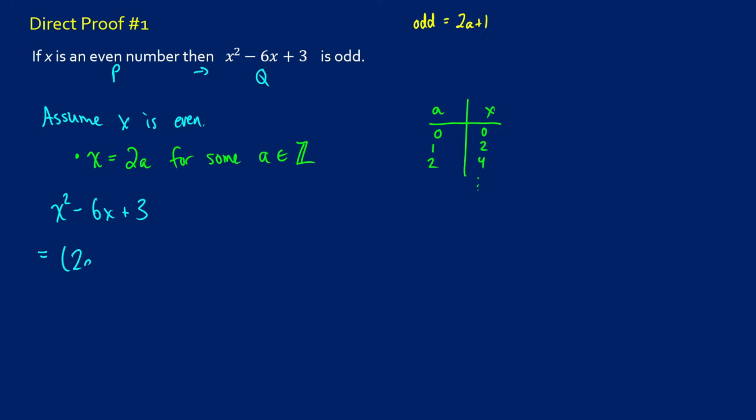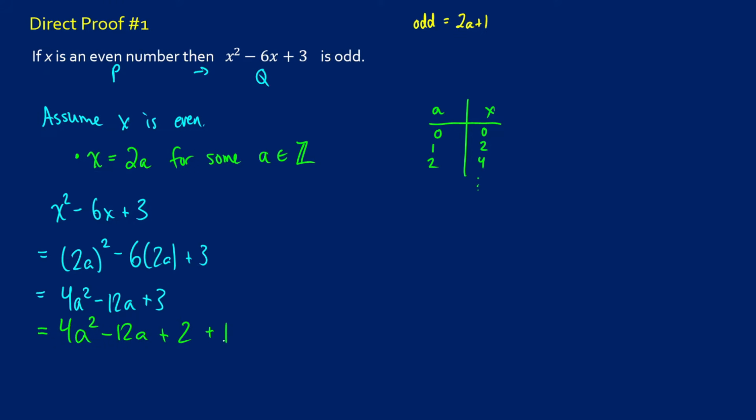So this is going to be the same thing as (2a) squared minus 6 times 2a plus 3. If we simplify this, we're going to get 4a squared minus 12a plus 3. Now, I need to try to get it into the form of 2a plus 1 because we want to show that it's odd. So what I can do is some manipulations here. I can first say that this is going to be 4a squared minus 12a plus 2 plus 1, just so I can get a factor of 2 coming out. So this is 2 times (2a squared minus 6a plus 1) outside, plus 1.